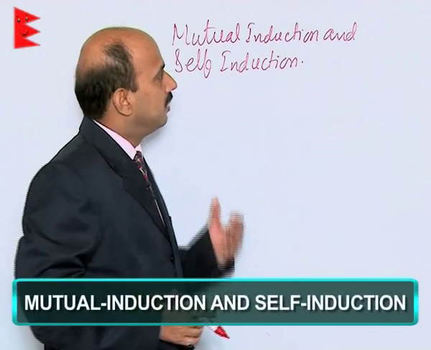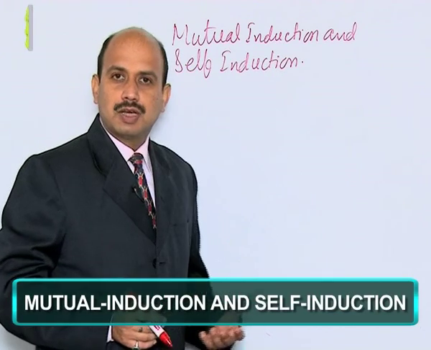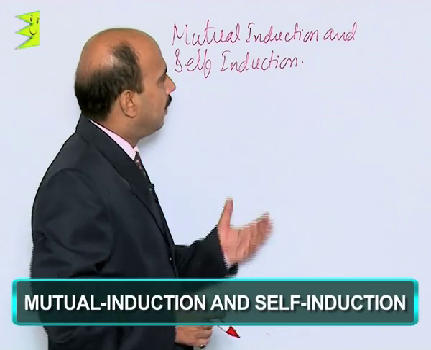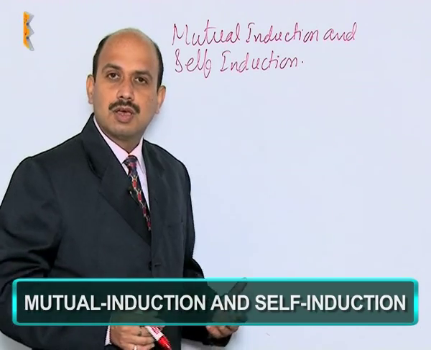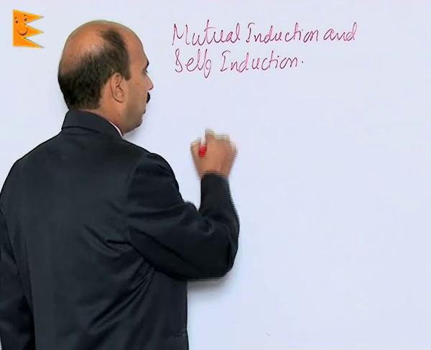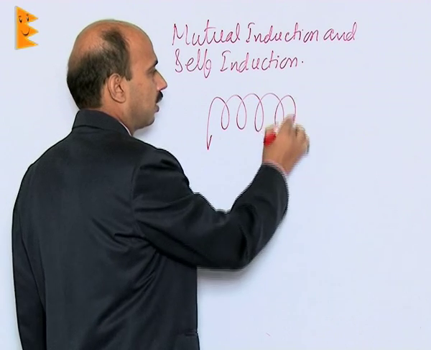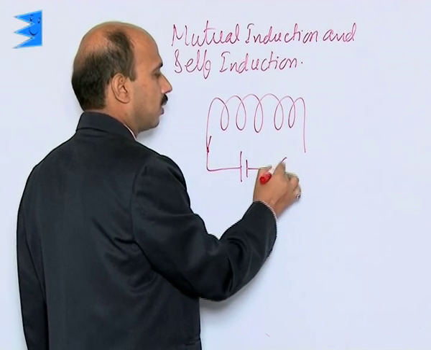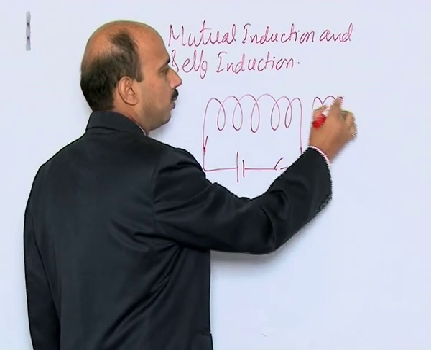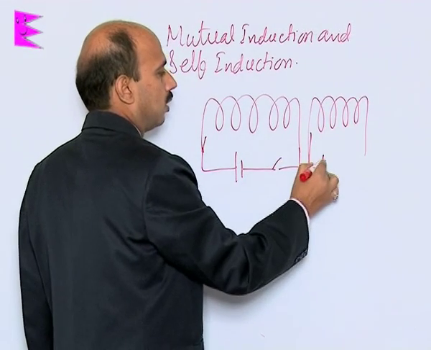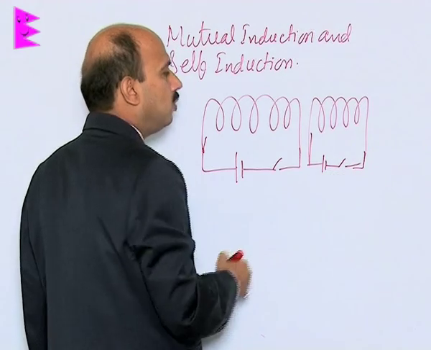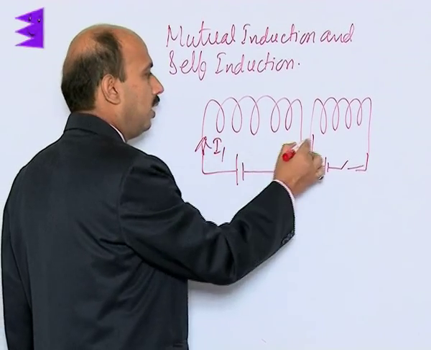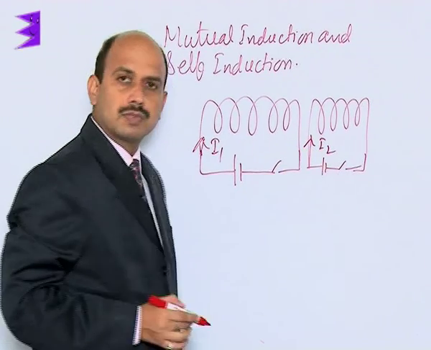Now, see here we have seen mutual induction and self induction separately. We have calculated the mutual inductance of the solenoids and also the self inductance. Suppose you have taken two coils like this, and another coil over here. In both the coils current is flowing simultaneously. Suppose there is a current I1 and there is a current I2.